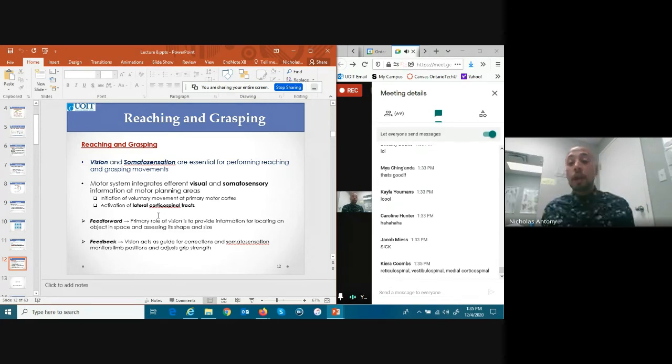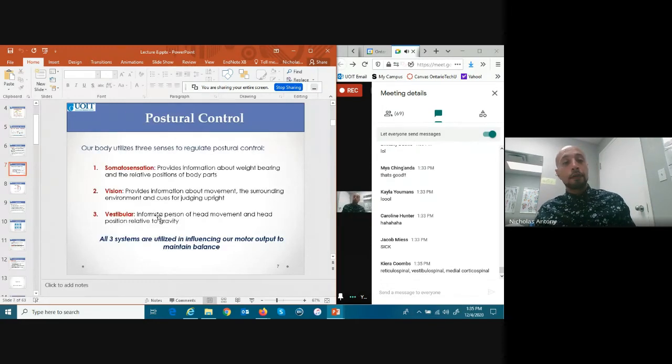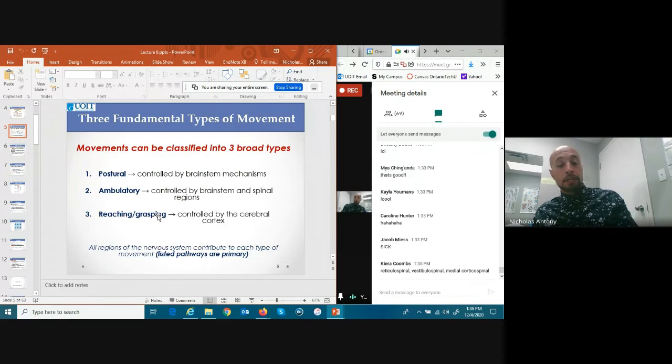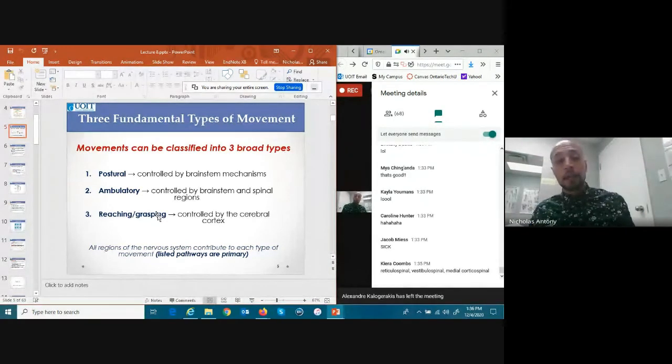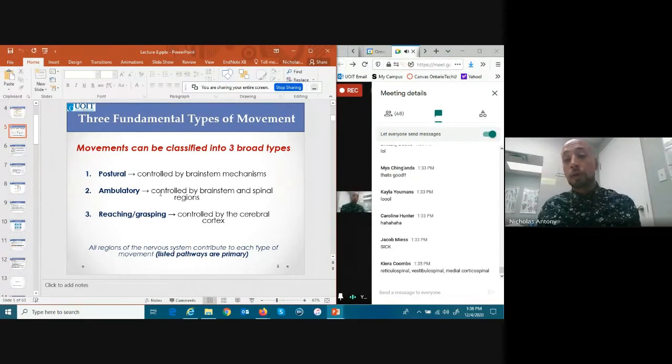So by knowing the tract information, you can go through the slide and say, okay, there are three different broad classifications of movement. Postural is going to be associated with the postural tracts, so the medial upper motor neuron tracts. Ambulatory is going to be the reticulospinal tract, because we talked about the stepping pattern generator. So that's the medial upper motor neurons, plus there's going to be some fine control in there. And then reaching and grasping, well, that's fine control. That's fractionated movement. That's the lateral upper motor neuron tracts.